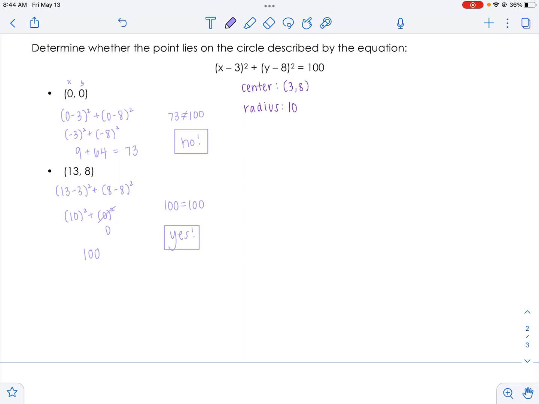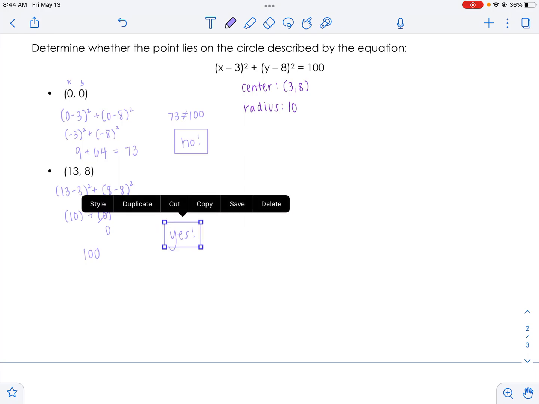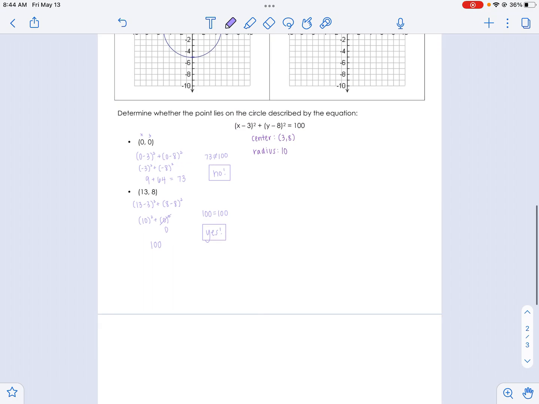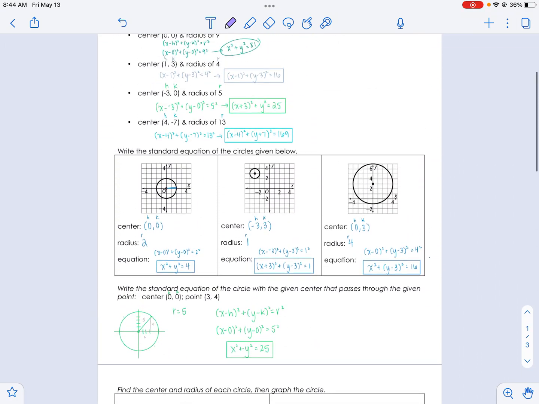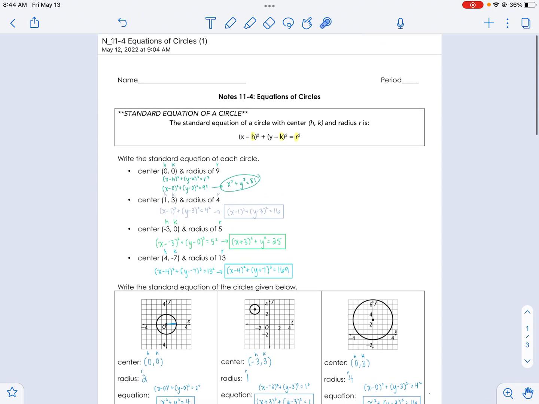And I think that this sometimes is just a little bit easier than graphing and trying to look for that point on the graph. And that's how we graph circles. That's it. So just remember that formula because everything comes down to that formula, and it should be on your formula chart so you can use it.